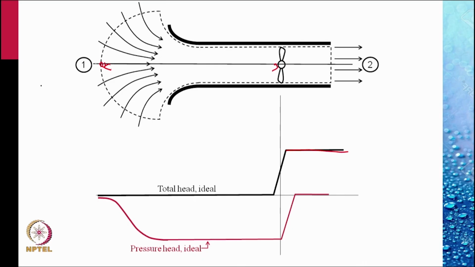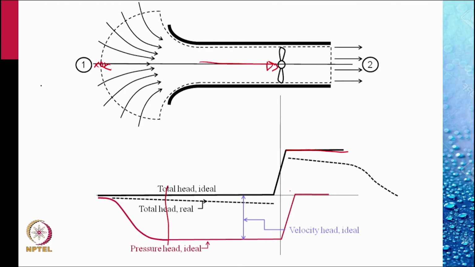The velocity starts out at 0 here, it increases and then becomes constant in this duct. So the pressure head looks like this shown here. From the total head line, we subtract the velocity head. In this portion, the velocity is increasing up to the inlet, and after that, the velocity is constant. This is the ideal velocity head.